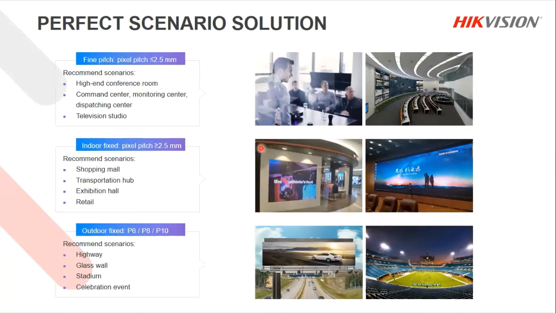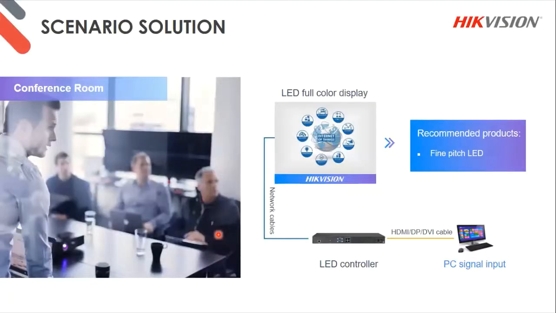And then for outdoor scenarios, obviously we're a lot further away from these monitors. You can see the billboards on the highways, and in stadiums we've got those monitors. For highways, glass walls, stadiums, celebration events, and those kinds of things where people are further away, you can go for the larger pixel pitches, the 6, the 8, and the 10 outdoor monitors. We're going to get to a little bit of math, but it's easy math. I'll show you how to work these things out.